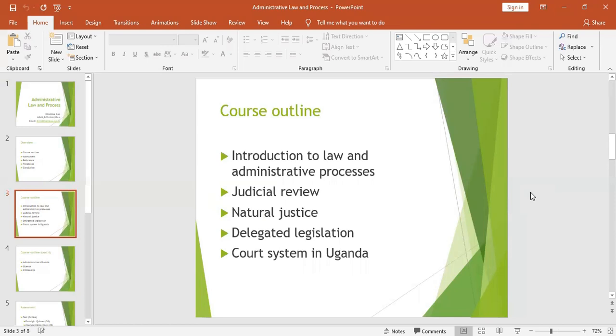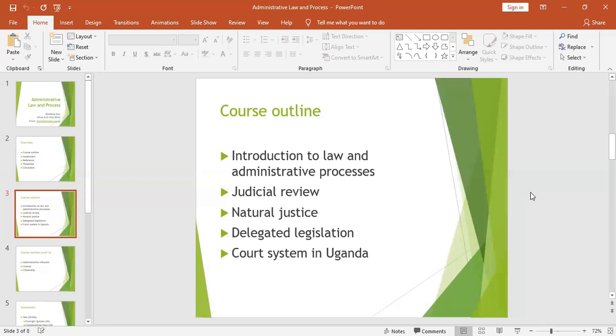Then we shall look at another topic called judicial review. Under judicial review, we shall be looking at the definition of judicial review. We shall look at remedies or court orders or writs granted as a result of the judicial review, which I will explain so you understand what they mean. We shall also look at grounds for judicial review. This course has its own unique language. Once in a while, we shall be meeting some Latin words, like in this topic of judicial review.